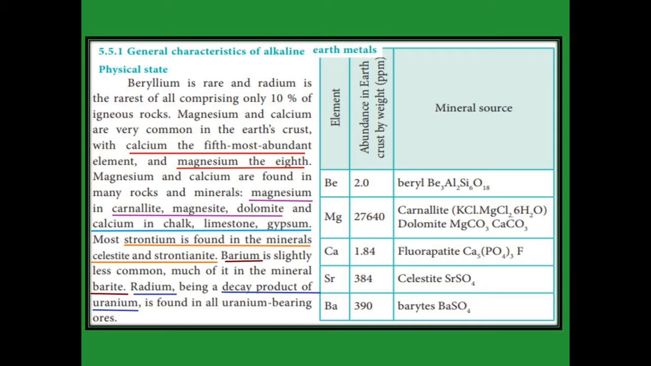Magnesium is the eighth, and strontium we get from the minerals celestite and strontianite. Barium is also less common, and we get it from barite. Radium is a decay product of uranium, so we get radium from uranium-bearing ores.